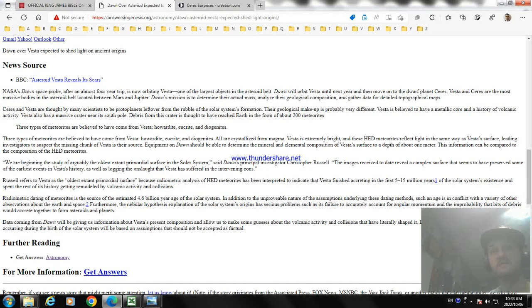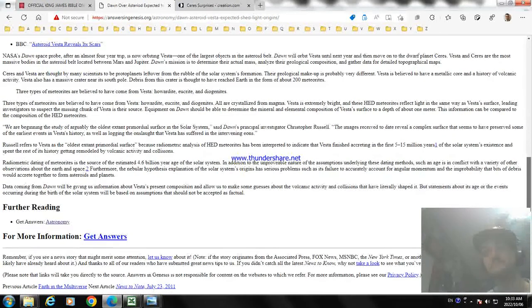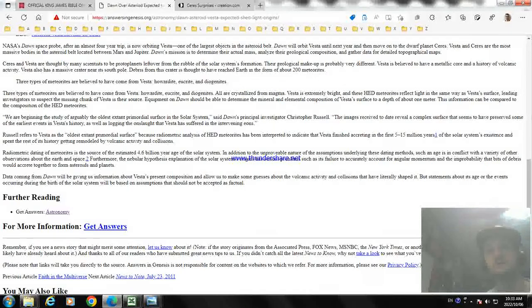The age of Vesta is estimated at 4.6 billion years, the age of our solar system, in addition to improbable assumptions. Furthermore, the popular explanation of the solar system's origins has serious problems that accurately account for momentum, the mobility of the debris, and the material of asteroids and planets.